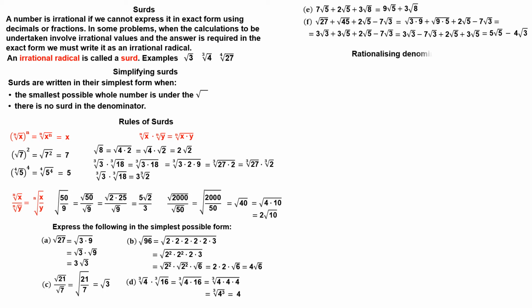Rationalizing denominators. To rationalize the denominator is the process of removing surds from the denominator. A fraction whose denominator is a surd can be simplified by making the denominator rational, although in practice we make the denominator a whole number. Rationalizing the denominator often takes the three following forms.